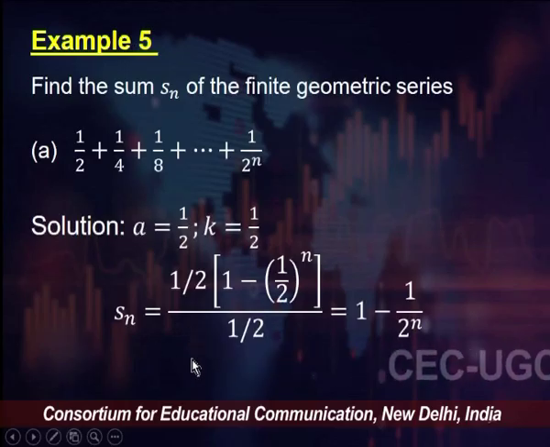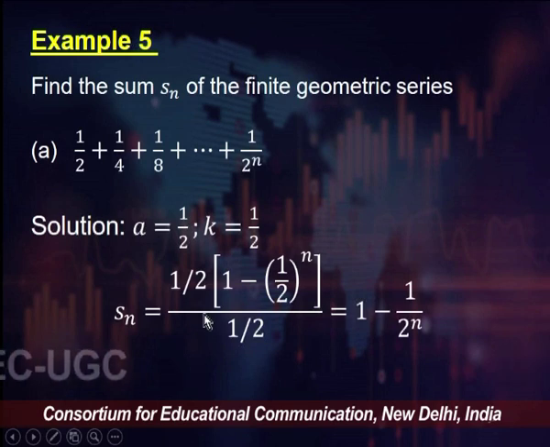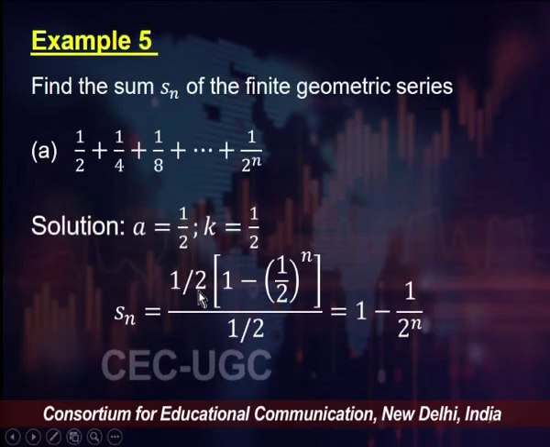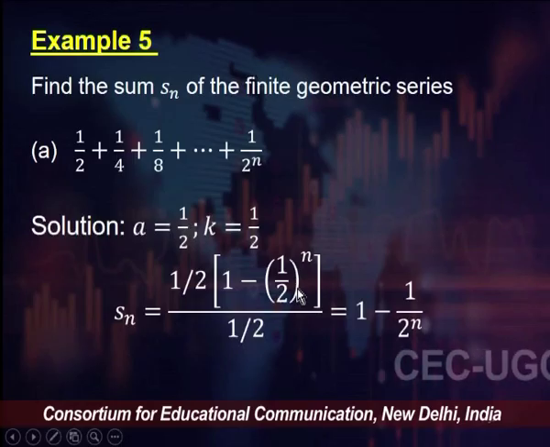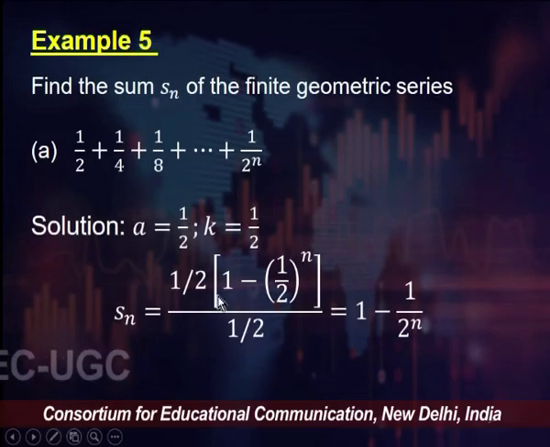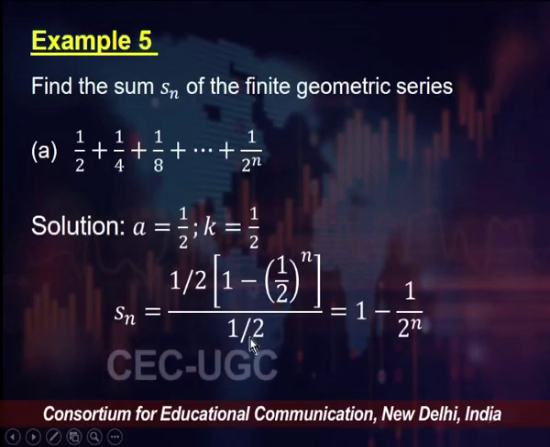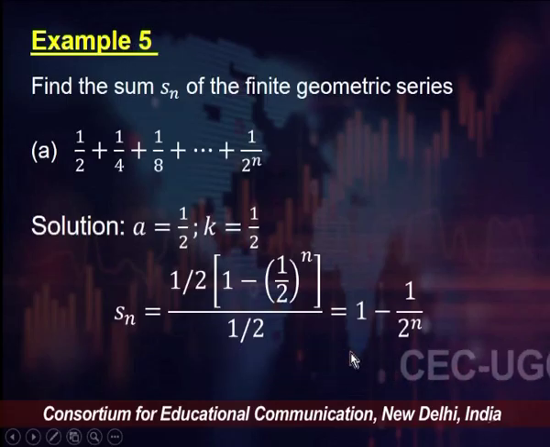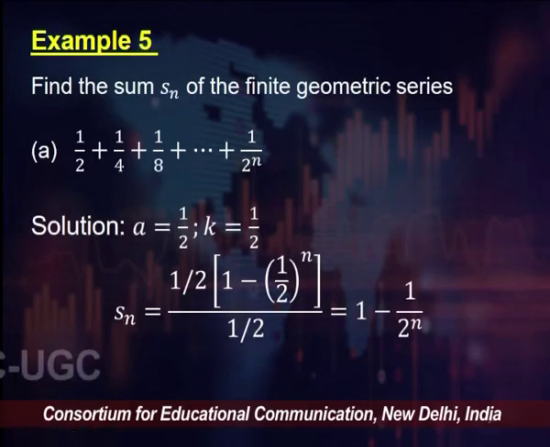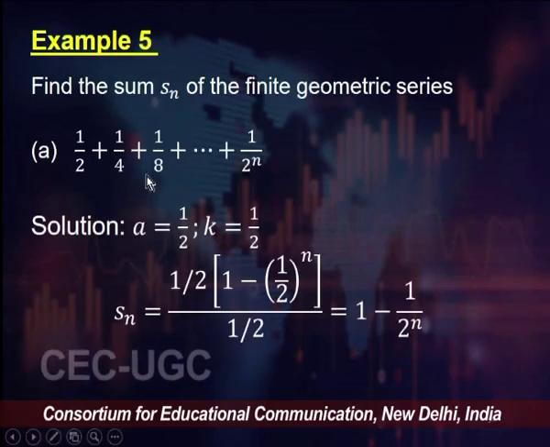and the finite geometric series, because it is a finite number of terms, will always have a finite sum. So, the first term, which is half, times 1 minus k to the power n, okay, the whole thing divided by half. The half gets cancelled, in both the numerator and the denominator, and you are left with 1 minus 1 by 2 to the power n. This is the sum for this particular geometric series.